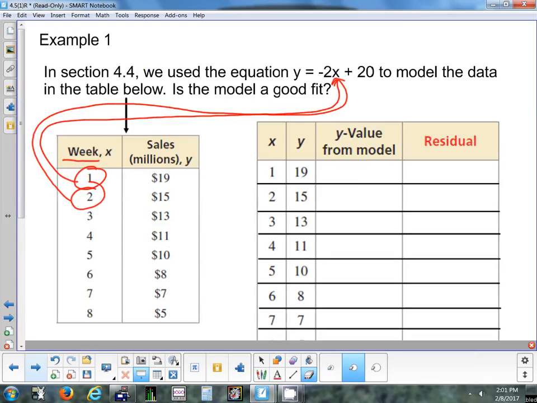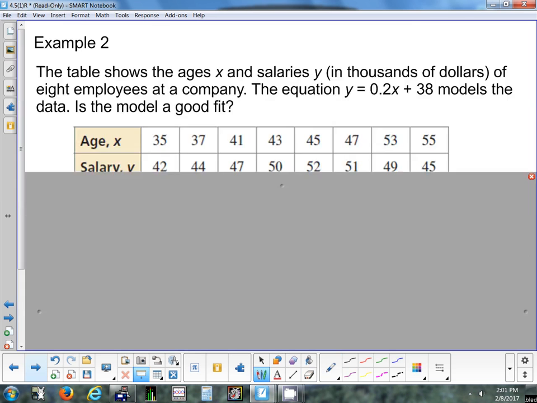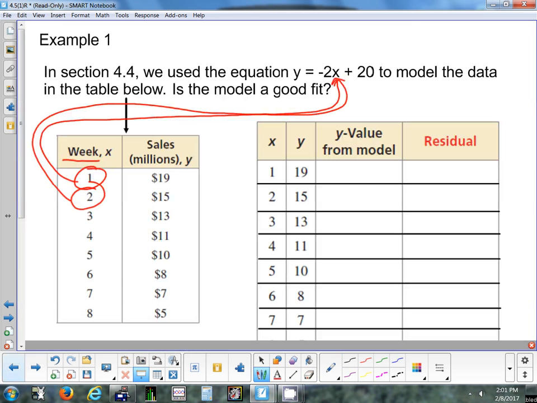All right, so let's do this one together, and then you guys can try example 2. This problem says in section 4.4, I think it was the last problem we did, this was the equation we came up with as a model for our data. You guys figured this out, you came up with it.